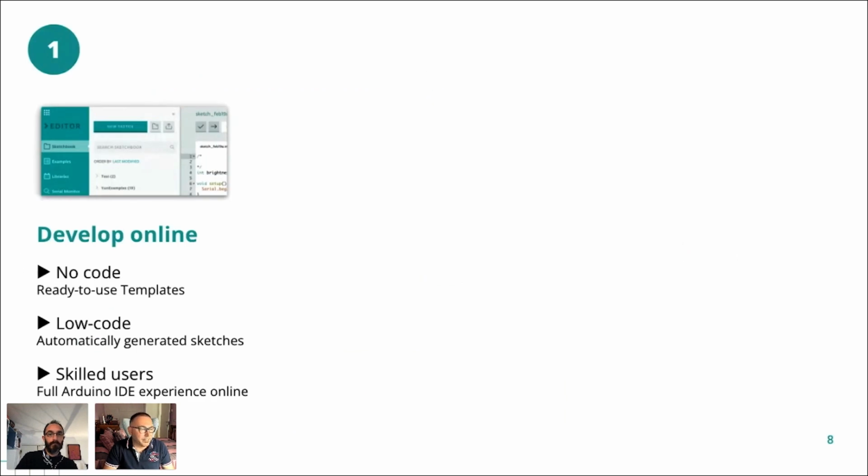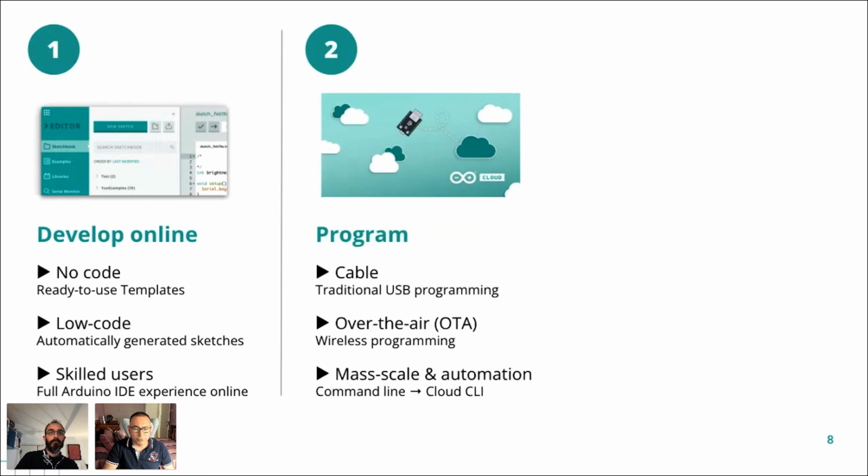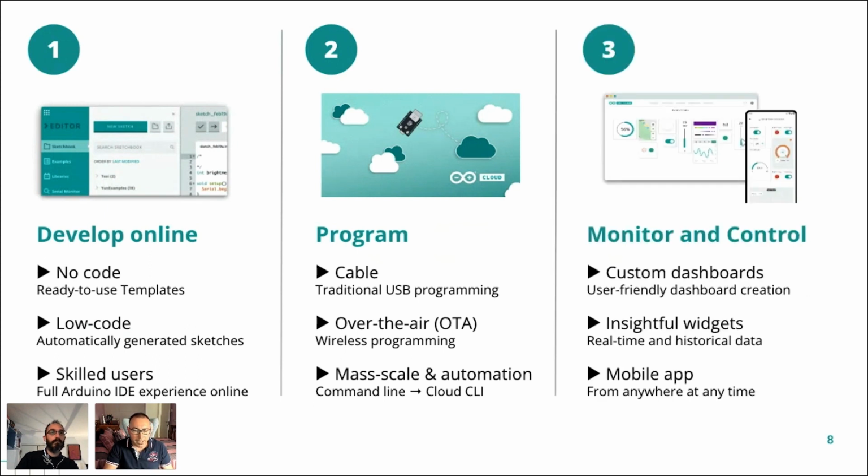So basically the process is a three-step process. First, we develop online with different options depending on the needs and skills. You can use the ready-to-use templates for an out-of-the-box experience. You can use the automatically generated sketches that you can complete with your own code, or you can use the web editor to have the full Arduino IDE experience, but online. In order to program the devices, this can be done with the traditional USB programming, as I said, over-the-air updates, or through the command line. And finally, you can monitor and control the devices with the IoT Cloud.